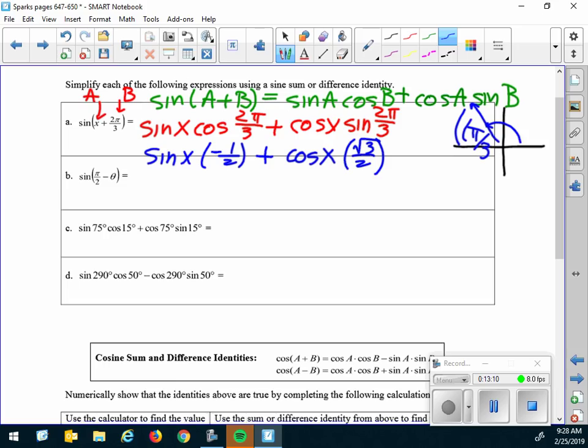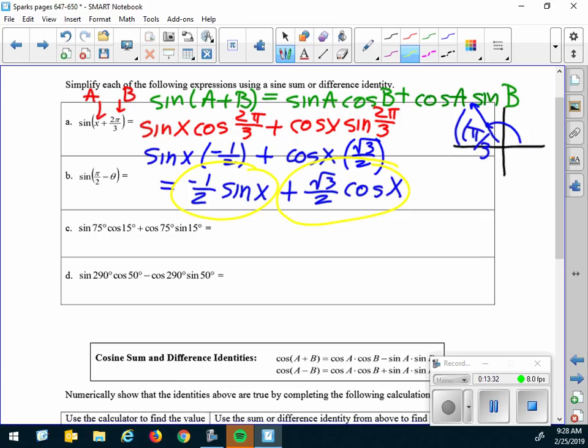So how are we going to write our answer? Well, let's see. I'm perfectly happy if you just write this. Now again, you may have this and this switched, but the x is first and the 2 pi over 3 is second. So there's your answer right there. Let's go to the B one.